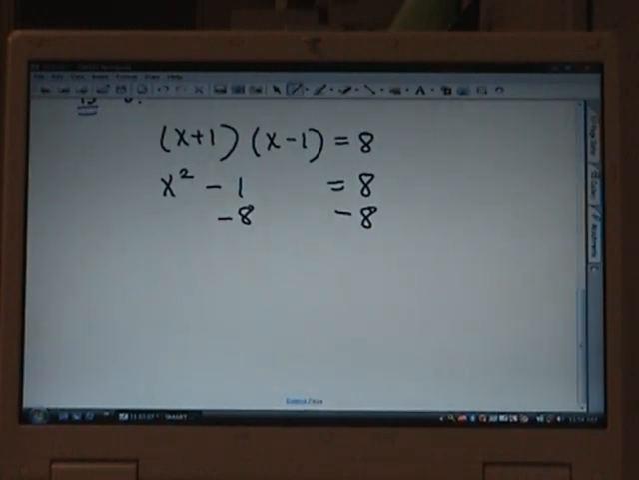Anyone confused as to what I just did? I multiplied the 2 factors together. They are the difference of two squares. And then I subtracted 8 from each side, so I have x squared minus 9 equals 0. Factor, set each factor equal to 0.